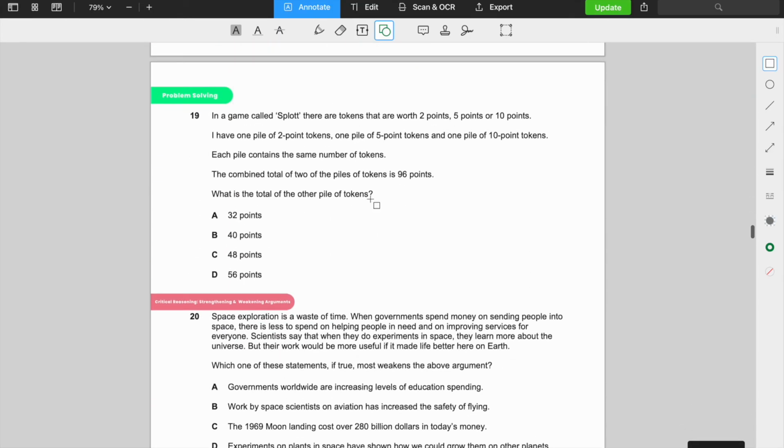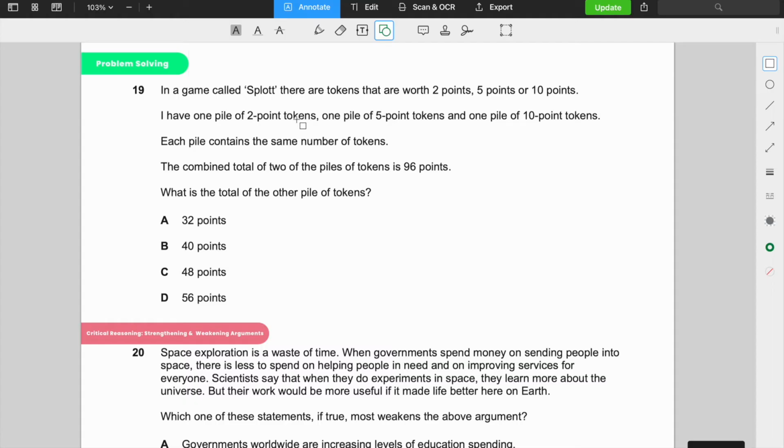Question 19, problem solving. In a game called Splot, there are tokens that are worth 2 points, 5 points, or 10 points. I have one pile of 2-point tokens, one pile of 5-point tokens, and one pile of 10-point tokens. So that just means each token is worth 2 points, whatever. Each pile contains the same number of tokens. So I'm going to give this number of tokens a value. Let's just call it n, which is the number of tokens in each pile. Okay, so we've got that. And then it says the combined total of 2 of the piles of tokens is 96 points. We'll come back to that.